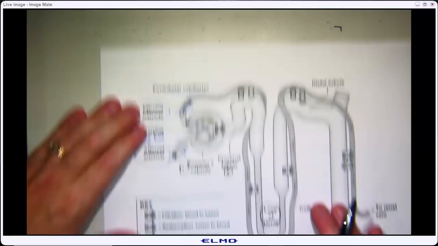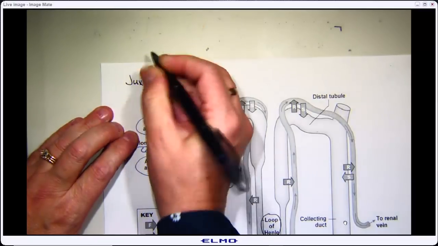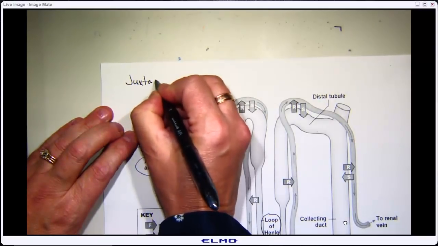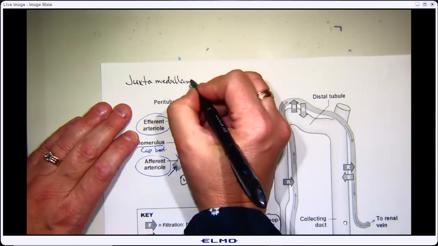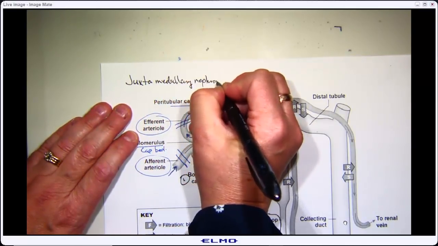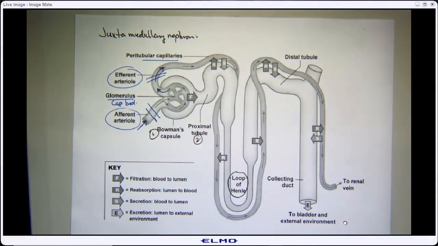So let's make sure that we all know that we're talking about a juxtamedullary nephron, because that's the language I'm using here. So just so we're clear, what was the big deal about the juxtamedullary nephron? It had its loop of Henle go way down into that medullary space, and then it had that vasa recta of the vasculature go way down in the medullary space with it.